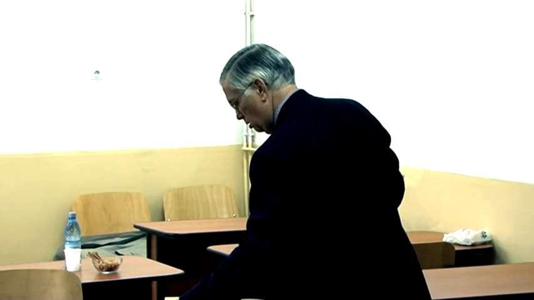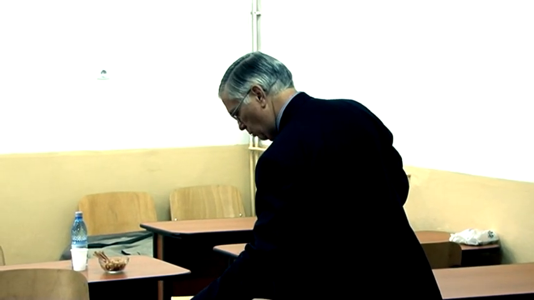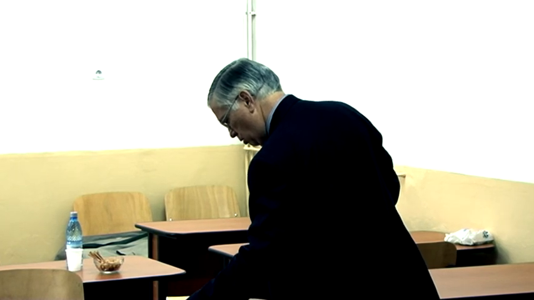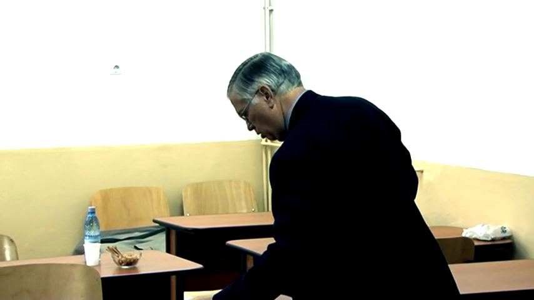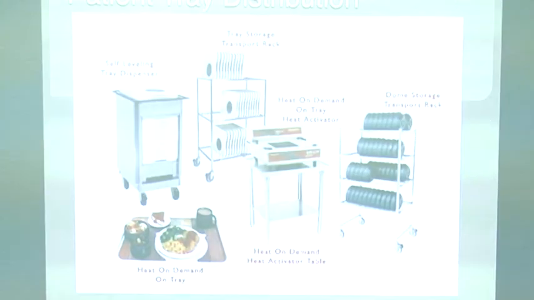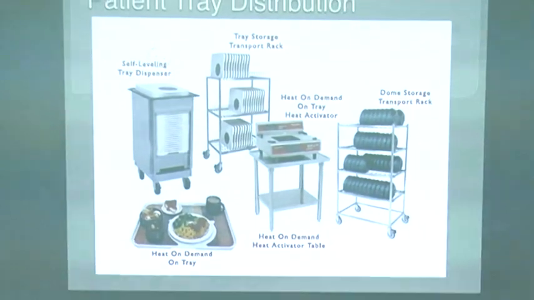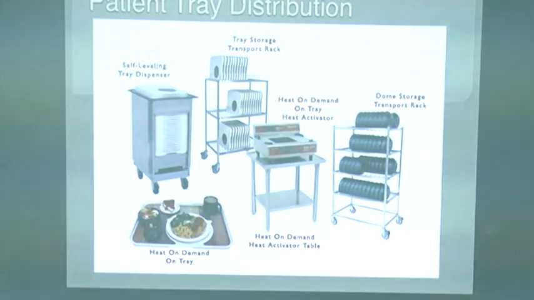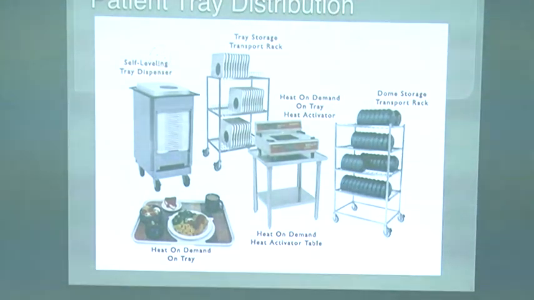First of all, that self-leveling tray dispenser in the left-hand side, that is a cart that contains trays, and as you remove the trays, they always are at the same level. So that's a piece of equipment that we would have at the beginning of the patient tray line.